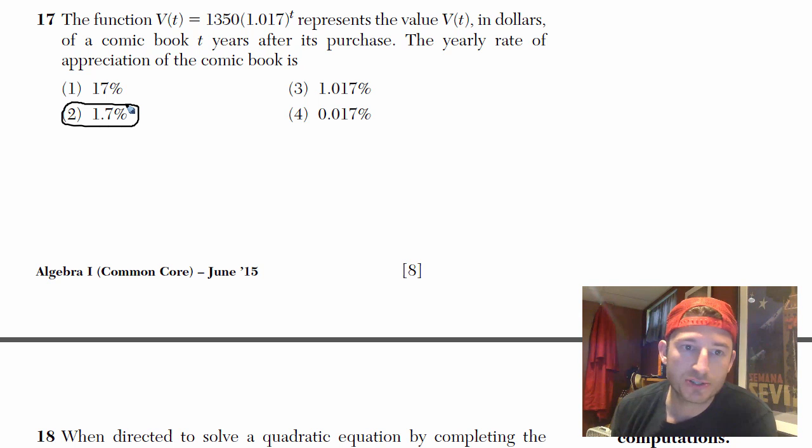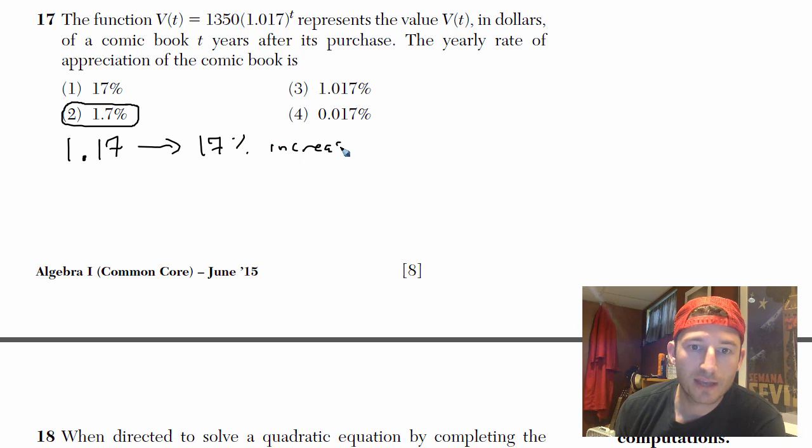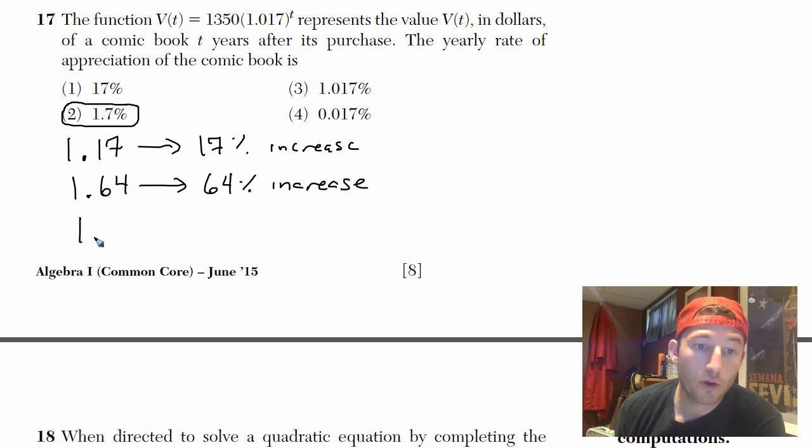Well, it's because of my understanding of the decimal places. 1.17 would be a 17% increase. Let me ask you this. What is a 1.64? Could you tell me? That's a 64% increase. Okay. So now 1.01, that is a 1% increase.